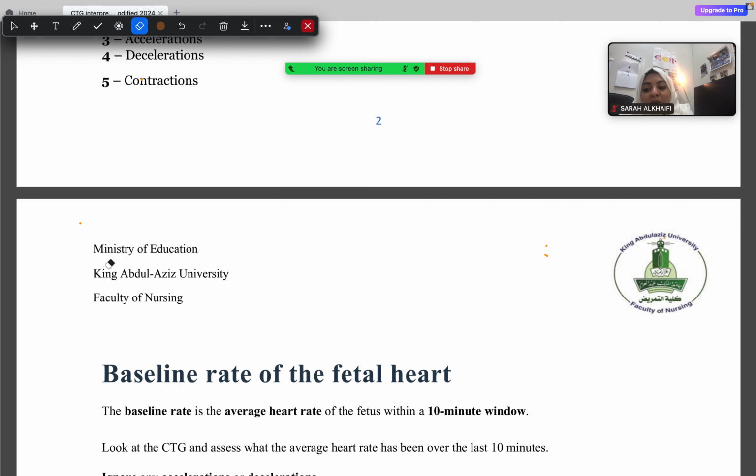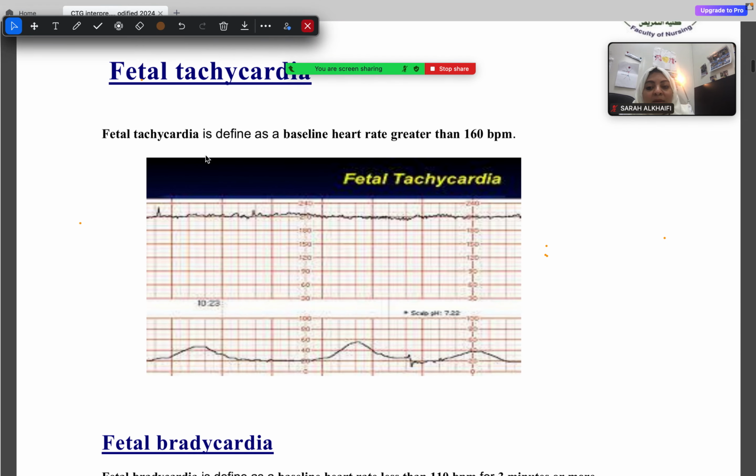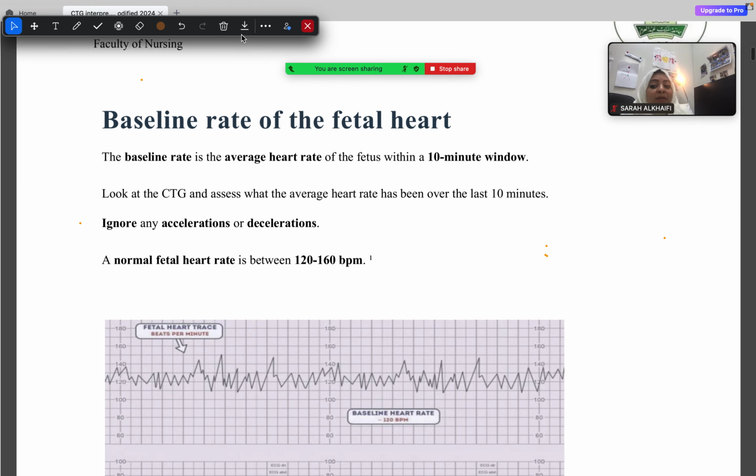So we're going to talk now about what parts we're looking at in the CTG to evaluate the fetal heart rate. We'll start with baseline, and then variability, acceleration, and deceleration. Let's talk about them very quickly. The baseline is like when we want to take the baseline of the patient's vital signs. We want to know the average heart rate, the average of the vital signs of this patient. The same thing, the average heart rate for this baby, and it has to be within at least a 10-minute window.